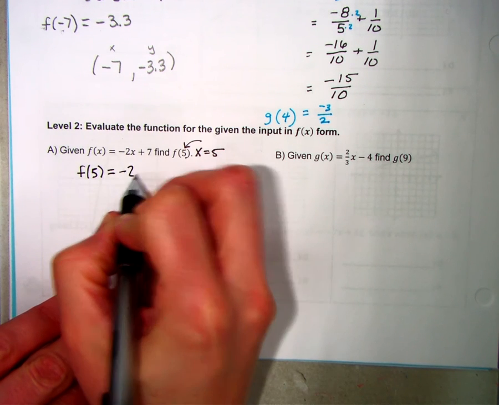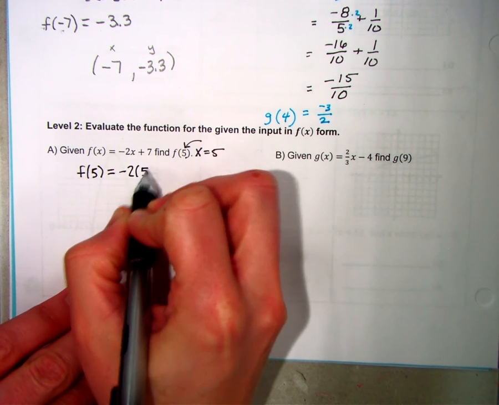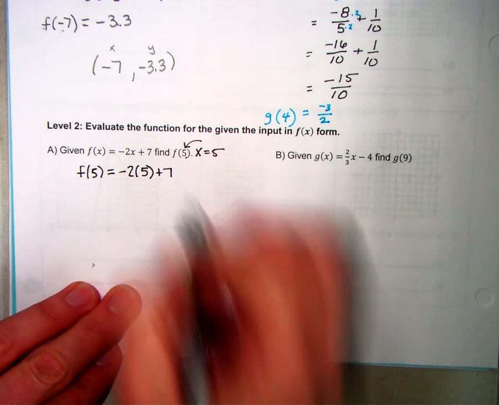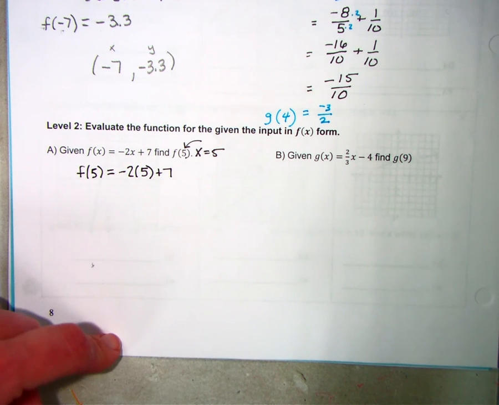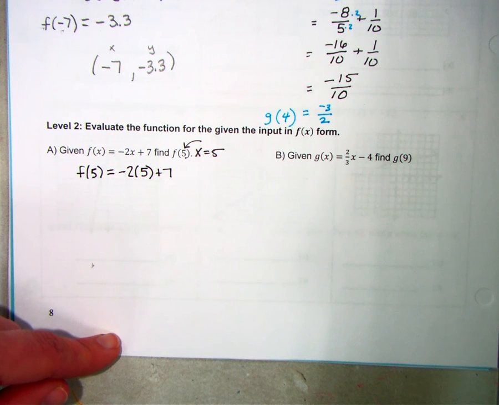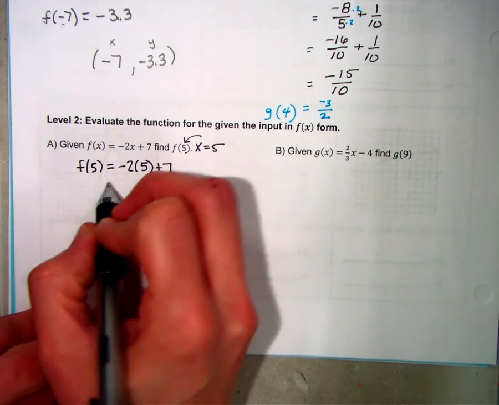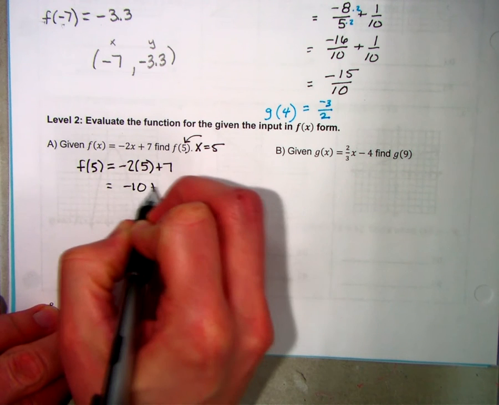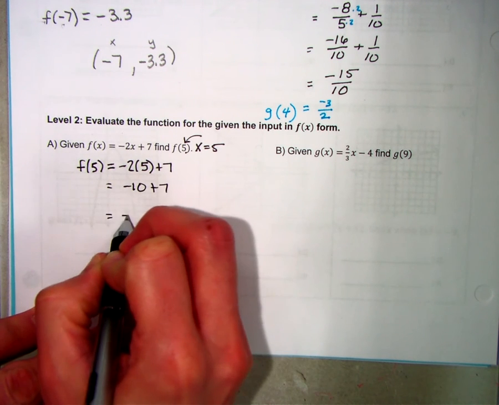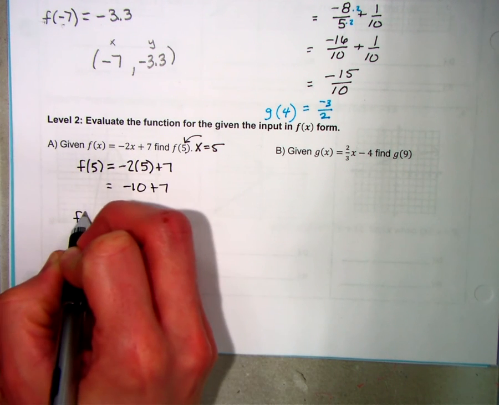So we go 2 times 5, and then we add 7. You see? Okay, so that's going to be 10 plus 7, which is 3.